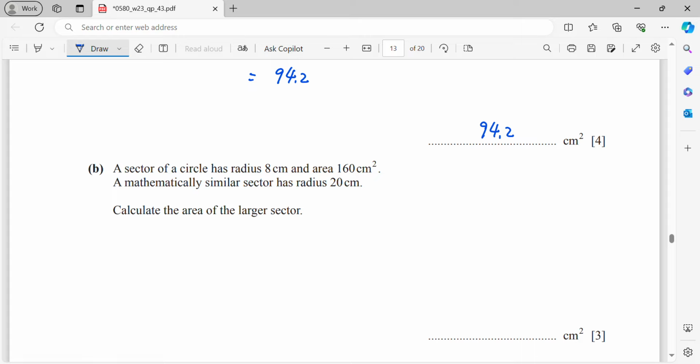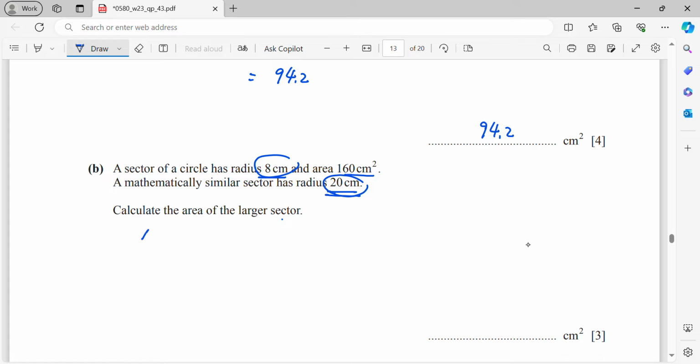Okay, now part B. A sector of a circle has radius 8 and area 160 centimeters squared. A mathematically similar sector has radius 20. Okay, just now 8, now 20. Now calculate the area of the larger sector. Larger sector means with the highest radius.